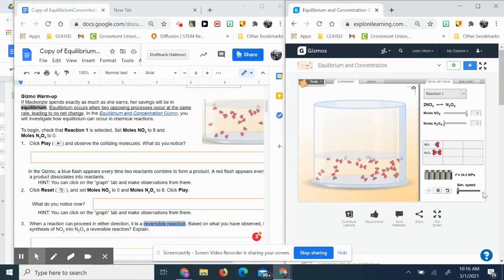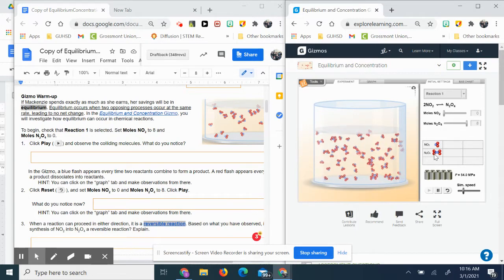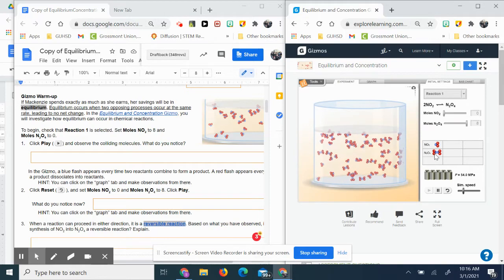And then it says click reset and set moles of NO2 to 0. Okay. And then set N2O4 to 8. So I'm going to move NO2 to 0, and N2O4 to 8. And I'm going to hit play, and I can even speed this up by making my sim speed faster. And as you see the molecules, pay attention to some of those molecules. What's happening? Notice we started with 0 of NO2, and we started with 8 moles of N2O4. Go ahead and make some observations there.